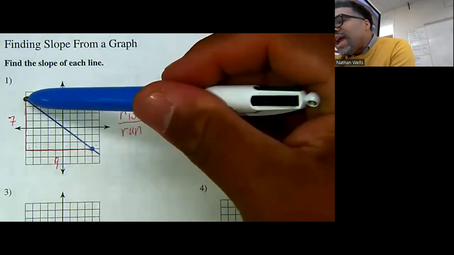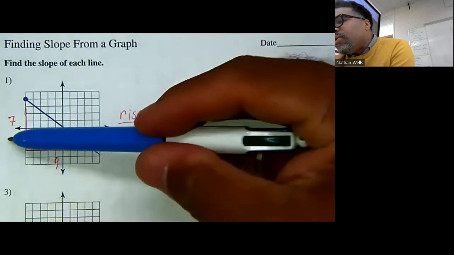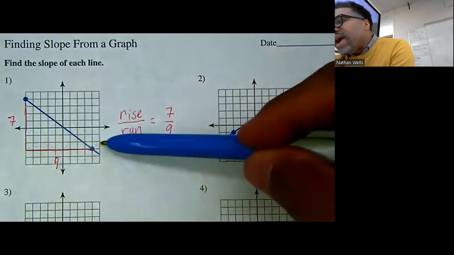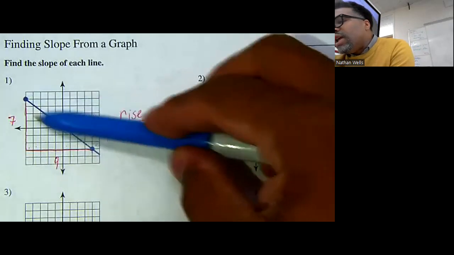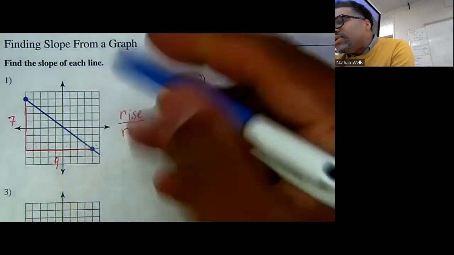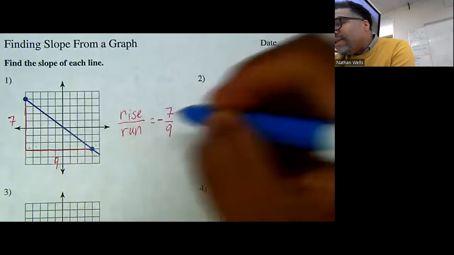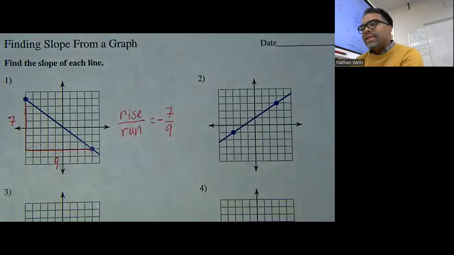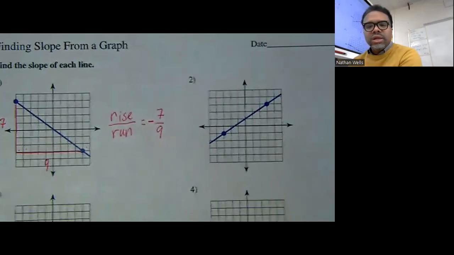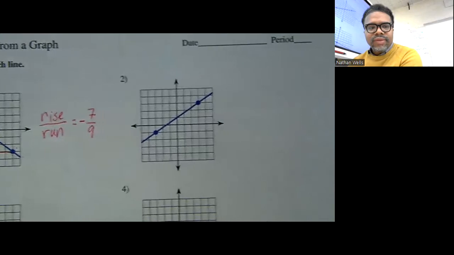But if you look at this graph, we read graphs from left to right the same way we read words. And since this graph is falling from left to right, it's going downhill, that slope is negative. So our slope is -7/9. Let's take a look at another example.